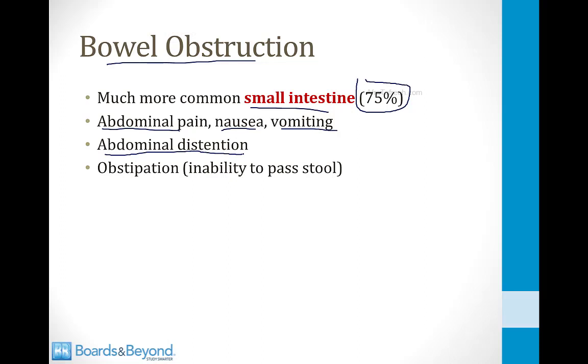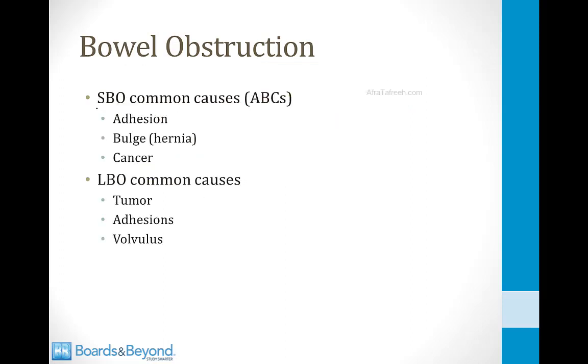You can tap on their abdomen and hear echoing from all the air inside. And then finally, they can have obstipation, which is the inability to pass stool. If you ever meet a patient who has abdominal pain and says they haven't passed stool in several days or are unable to pass gas, that's a very worrisome finding. The common causes of small bowel obstruction, the more common type of bowel obstruction, are remembered by the mnemonic ABC. A is for adhesions, B is for bulge, meaning a hernia, and C is for cancer. Large bowel obstructions are commonly caused by tumors and then by adhesions and finally volvulus.